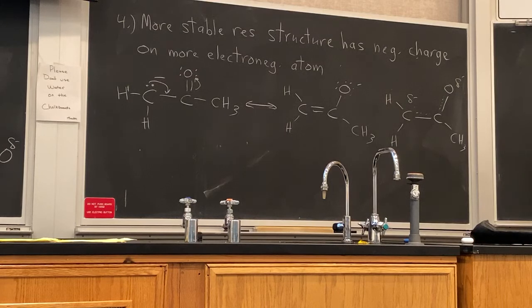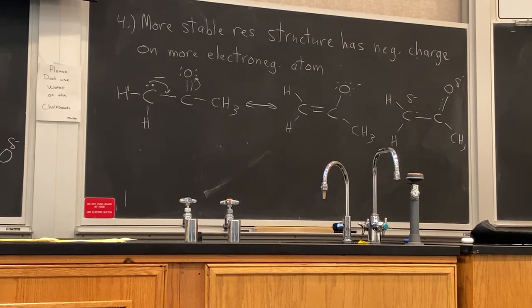Okay, so in the true structure of this compound, the oxygen will have a charge close to -1, and the carbon will have a small negative charge that is close to 0. This bond will be close to a double bond, but not quite there. This bond will be close to a single bond, but a little more than just a single bond. This species is referred to as an enolate. It is a very, very important compound.